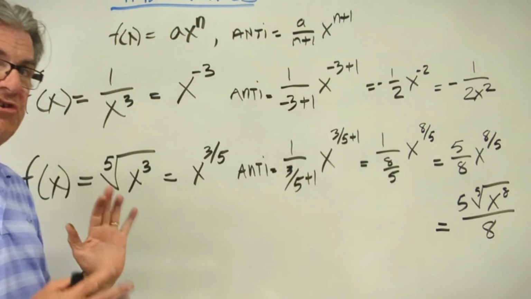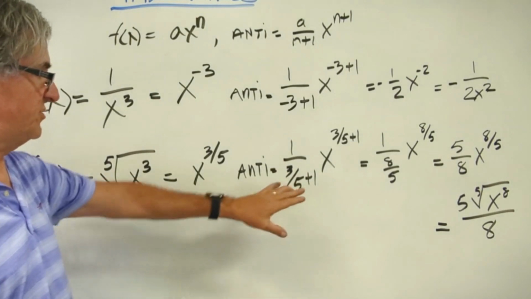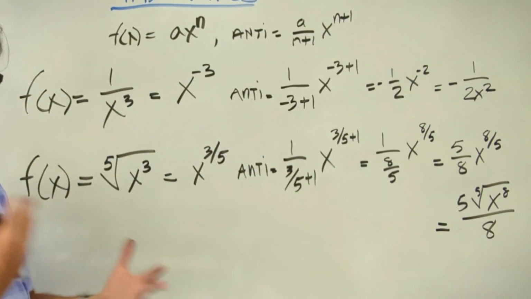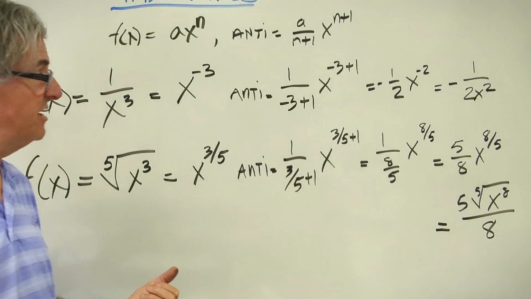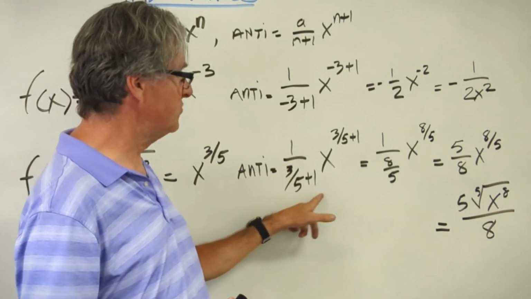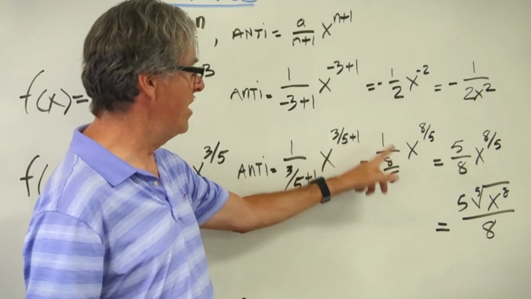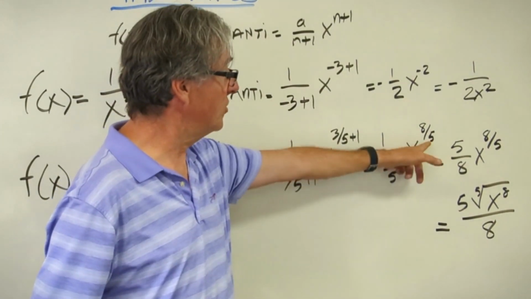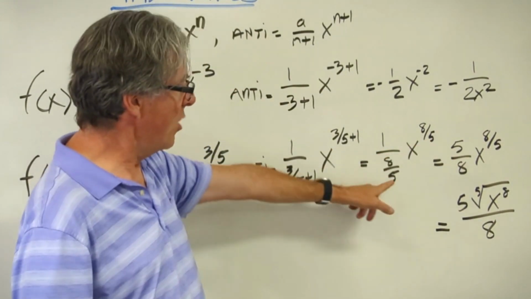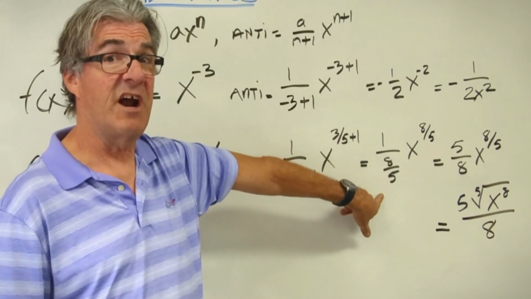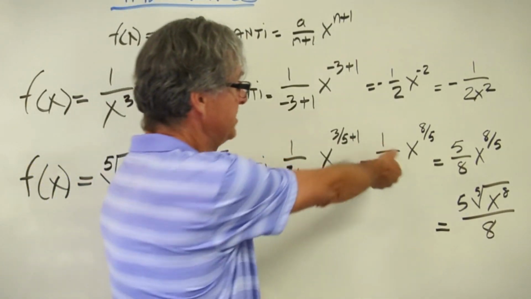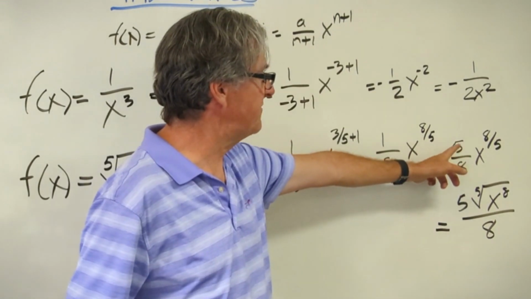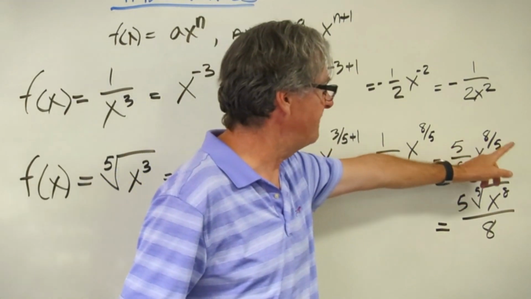So I urge you, while you're getting the hang of this, just write this plug-in step as is, and then start crunching and combining and doing the rest of it. So 3/5 plus 1 is 8/5. So this becomes 1 over 8/5 times x to the 8/5 power. Now that's good. We're going to leave that alone, but we want to simplify this. Having a compound fraction is a no-no. So we just flip and multiply the bottom one. So that ends up giving us 5/8 times x to the 8/5.